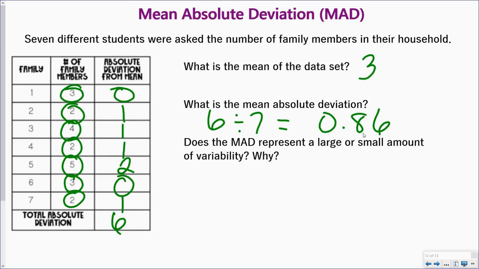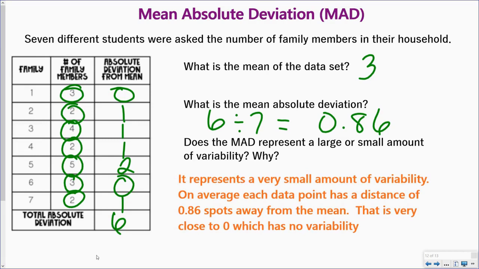Does the mean absolute deviation represent a large or small amount of variability, and why? Well, it represents a very small amount of variability, because on average, each data point is 86 hundredths of a spot away from the mean. And that is very close to 0, which is no variability.